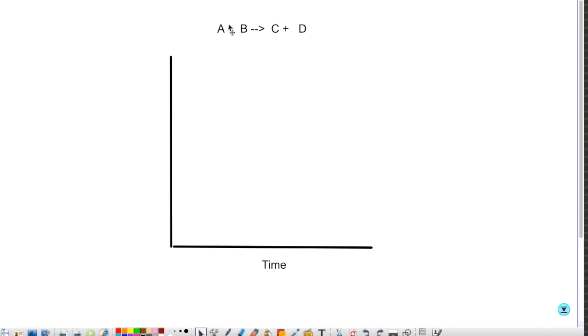I want you to think about this reaction, A plus B goes to C plus D, and draw a graph of what you think. Let's do concentration of reactants. You can just think of it as the sum of the concentration of the reactants, and overlay that with concentration of products versus time. Just use the same graph. Tell me what you think they're going to look like. So pause it, draw it, and then compare to what I have.